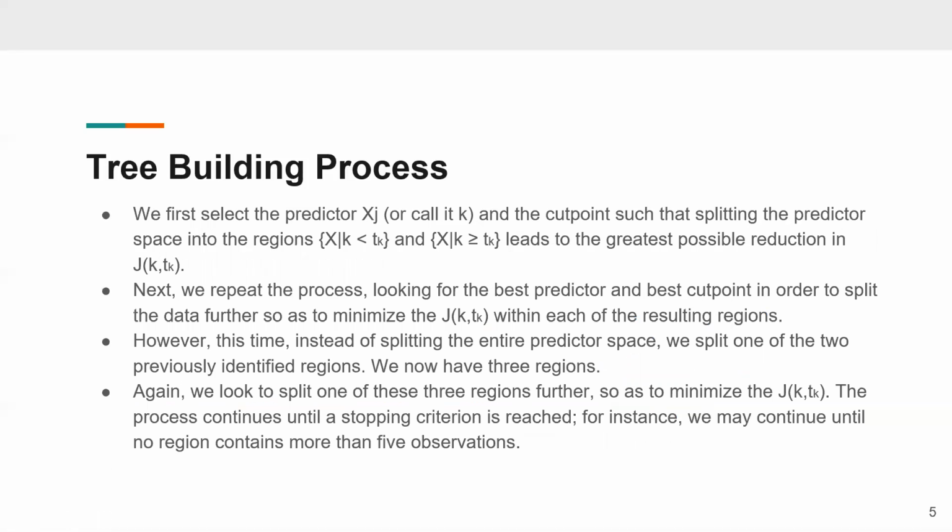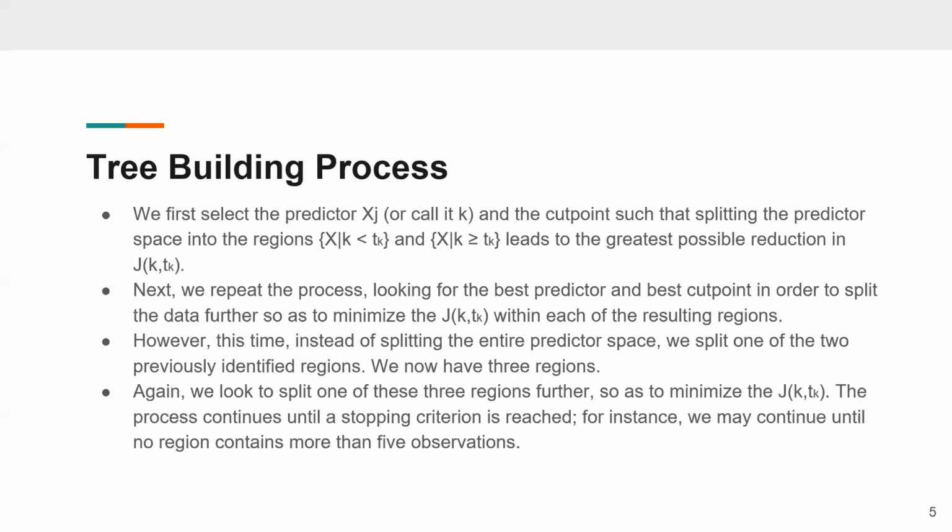We first select the predictor xj, or let's call it k, and the cut point, which is tk, such that splitting the predictor space into the regions, if just one variable, then x given that k is less than tk versus k is larger than tk. Of course, if it's more than one dimension, it's still the same thing: x given that this particular xj or k is less than that threshold tk versus larger than or equal to that threshold tk, leads to the greatest possible reduction of that cost function.